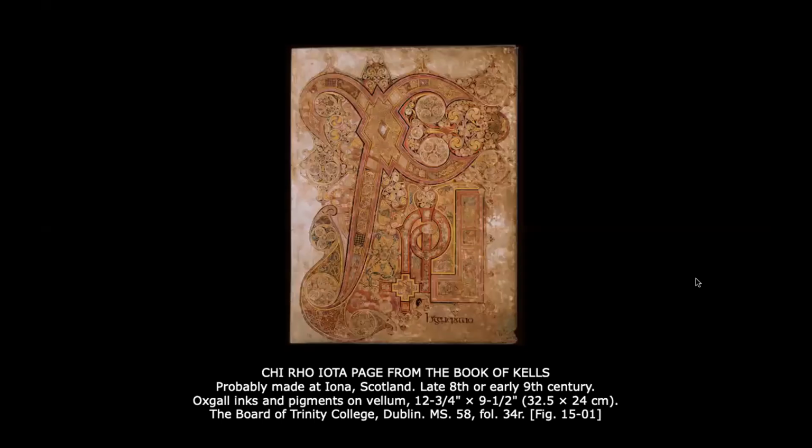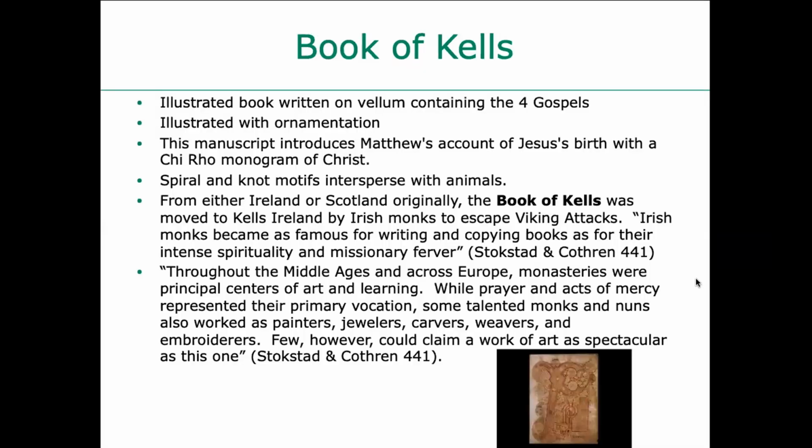So if you open up our textbook to chapter 15, the first image that you're going to view is a page from the Book of Kells. Now, the Book of Kells was probably made in Iona, Scotland. So it could be either from Scotland or Ireland, but it's likely from Scotland, and it's from the late 8th or possibly early 9th century. And this is a book that contains the four Gospels.